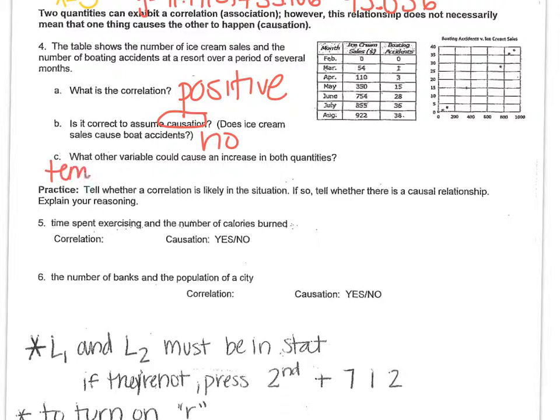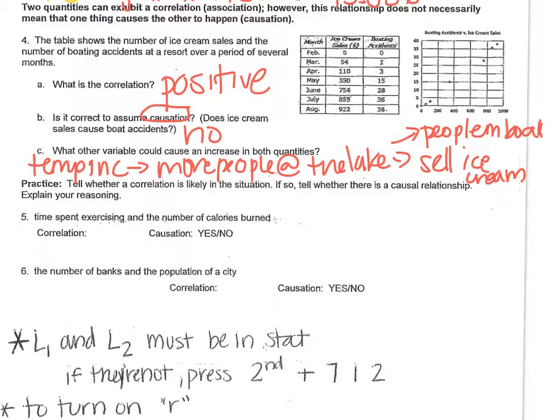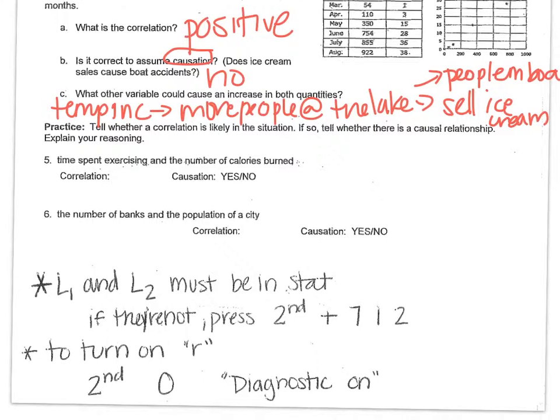But I want you to think about this. As the temperature increases, that means there's more people at the beach or at the river or at the lake. And if there's more people at the lake and it's hot, that means they're selling more ice cream. And it also means that because it's hot, there's more boats out there, there's more people in the boats. And that is what is causing the accidents. So while there is a relationship between the ice cream sales and the boating accidents, they do not directly cause one another.